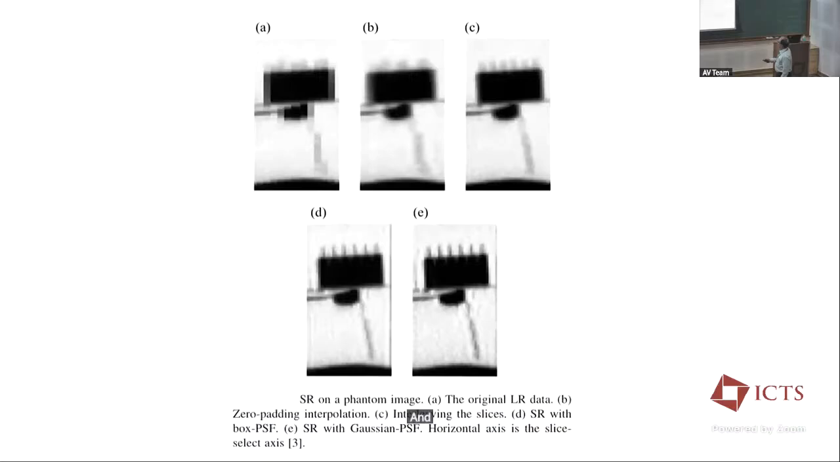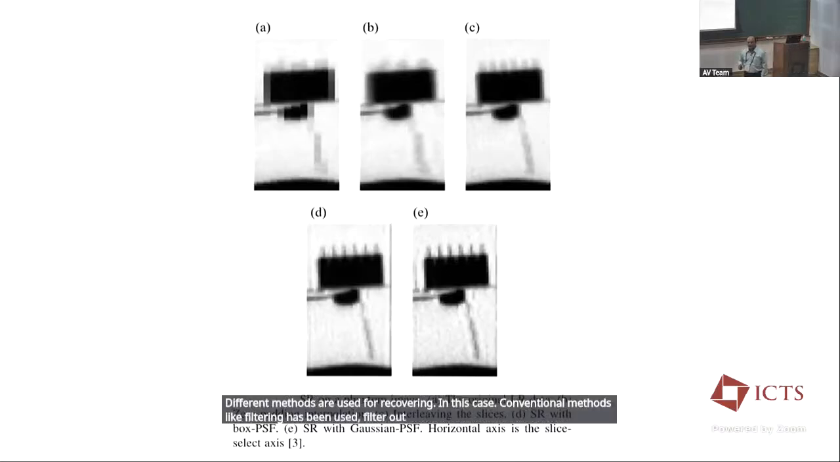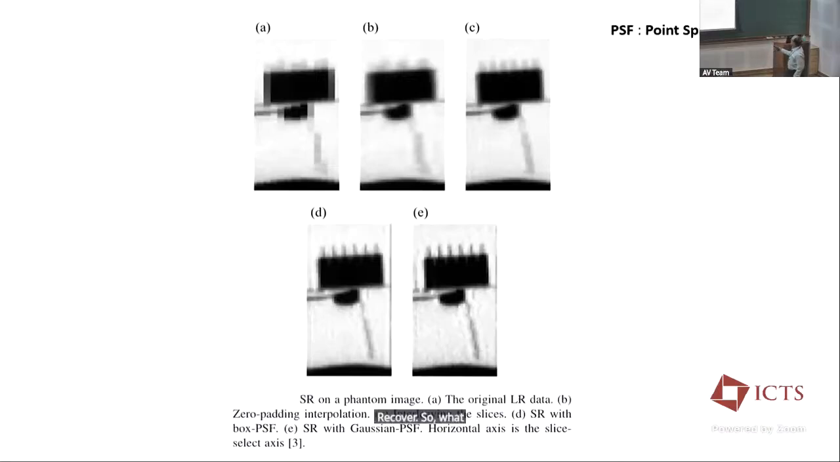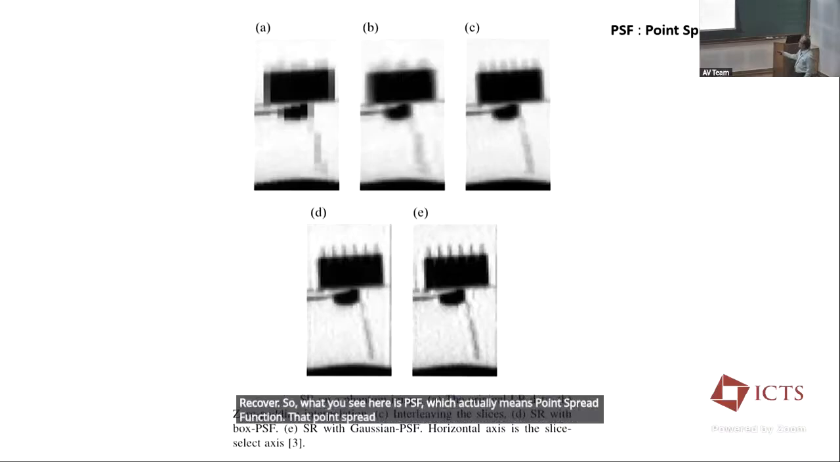And the SR phantom, this is the original low resolution image. What you see is different methods used for recovering. In this case, conventional methods like filtering have been used, to filter out unwanted data, noise, and blur, etc. You try to recover. So what you see here is PSF, which means point spread function. That point spread function is used for taking this image.